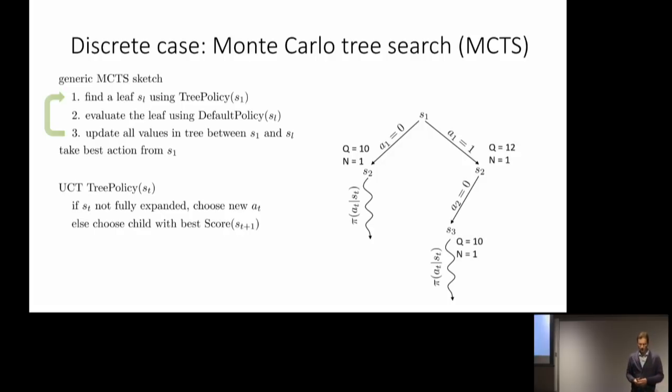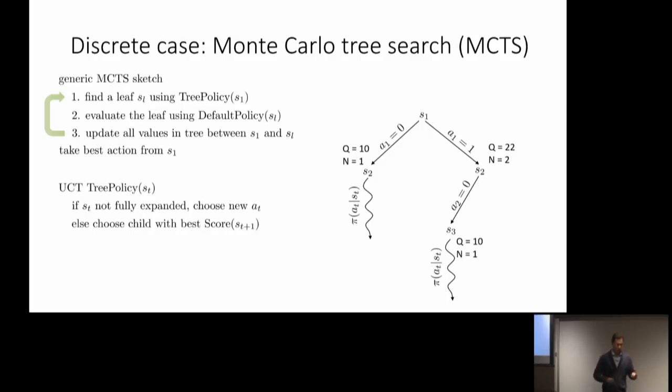And maybe here we get Q equals 10 and n equals 1. So now, remember that we have step 3, update all the values in the tree between the leaf that you expanded and the root. So now here we have Q equals 10, n equals 1. And over here, we're going to add n and Q to the total. So we have n equals 2 and Q equals 22. And of course, you can always find the average value at some node by dividing Q by n. So the average value over here now is 11.